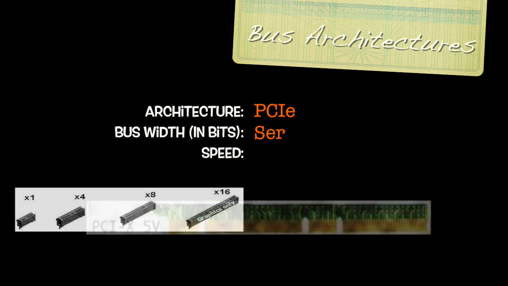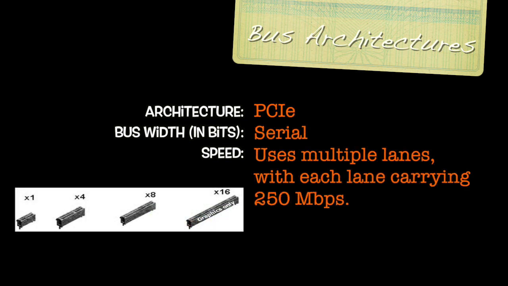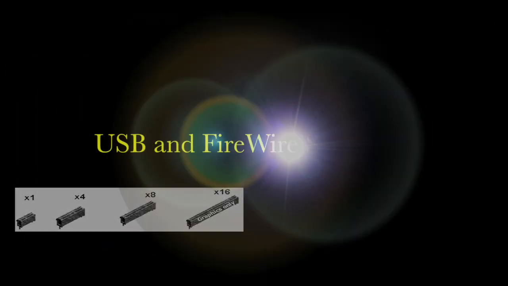The PCIe has a serial bus width, and for speed it uses multiple lanes, with each lane carrying 250 megabits per second. As an example, a PCIe x1 slot can carry data at 250 megabits per second, while a PCIe x4 slot can carry data at 1 gigabit per second. PCIe version 2 doubles those transfer rates.